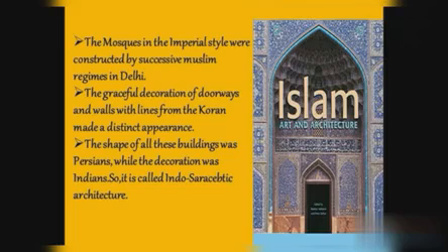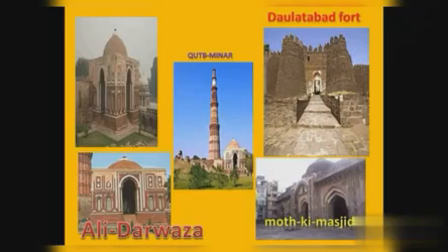Students, look at some pictures. Qutub Minar, Alai Darwaza, Quwwat-ul-Islam Masjid, Moth Ki Masjid, the tombs of Iltutmish, Balban and the fort of Tughlaqabad and Firozabad were all constructed in this style. Which style? Indo-Saracenic architecture. These are examples of Islamic art and architecture.